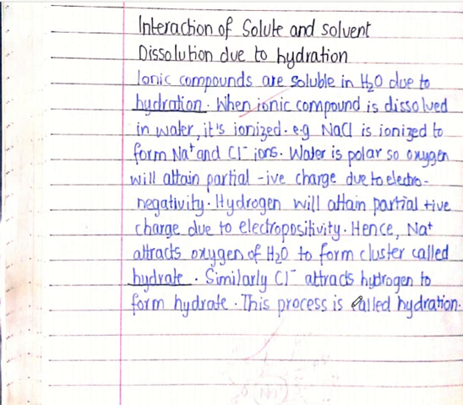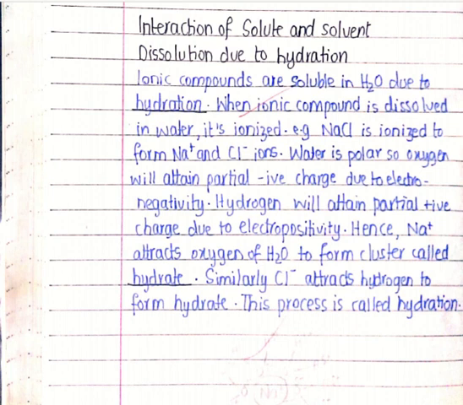Now we will start with our first process, that is dissolution due to hydration. When any ionic compound is placed in a polar solvent and it gets dissolved due to the hydration process, this process is called dissolution due to hydration. For example, NaCl dissolved in water. You know very well, you have studied in chapter number 4 that NaCl is an ionic compound, and you are also familiar with water, that water is a polar solvent.